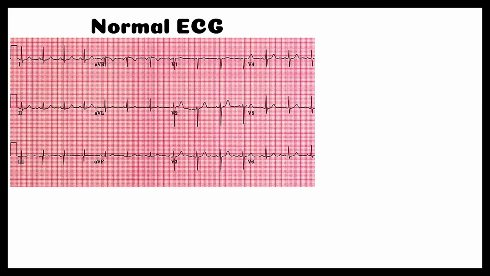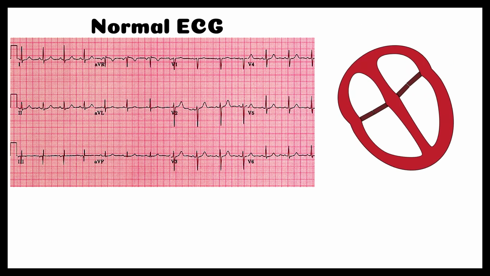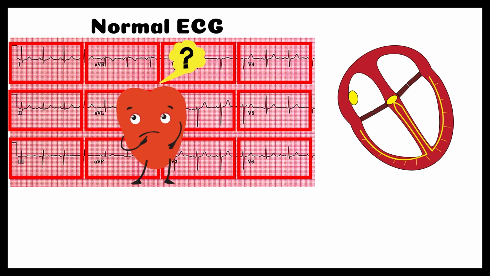Before going into detail, let's see a normal ECG graph and clear some basic concepts. Okay, the first question is, we have one heart and it produces a single electrical activity during each cardiac cycle in a normal person. But in the graph, how do we get around 12 kinds of ECG waves?